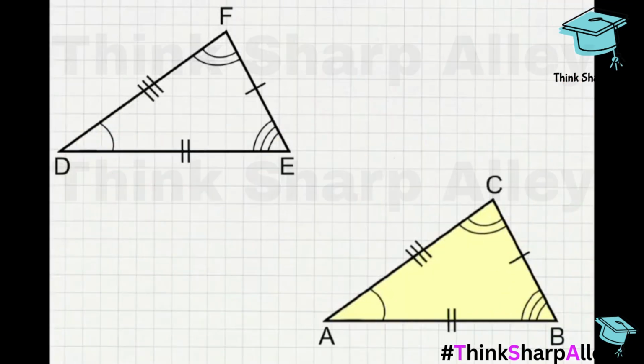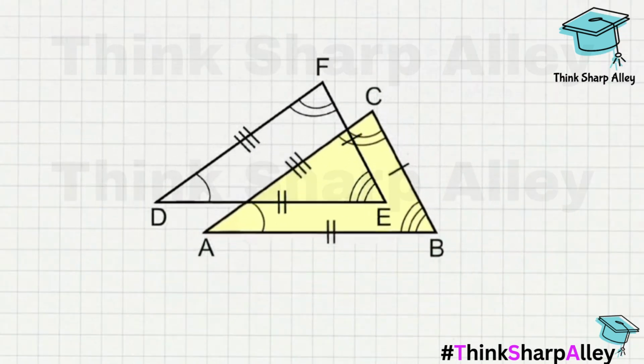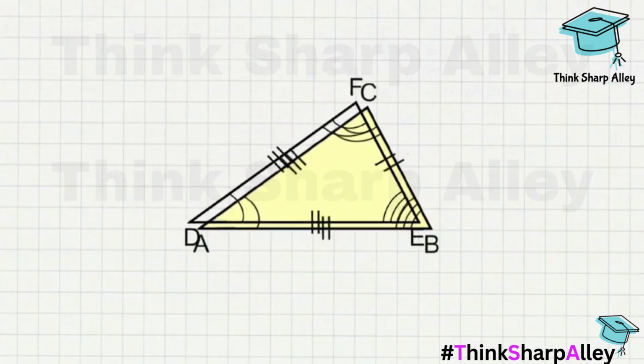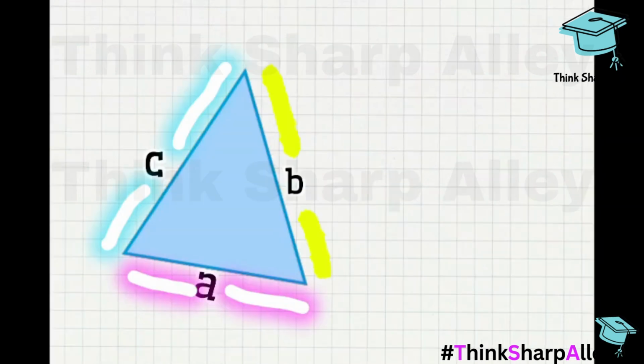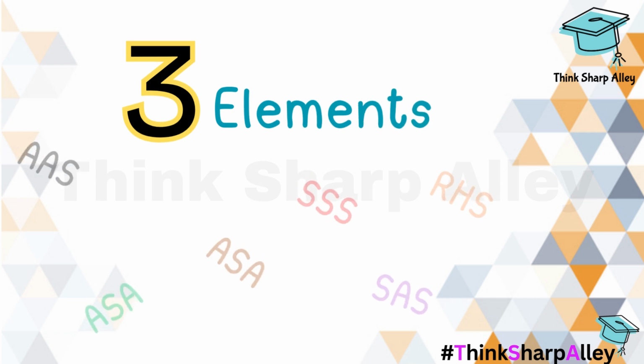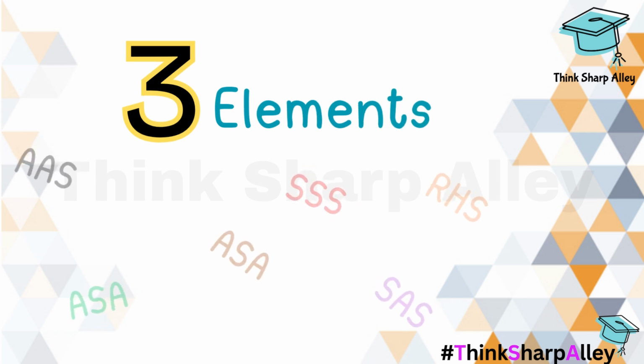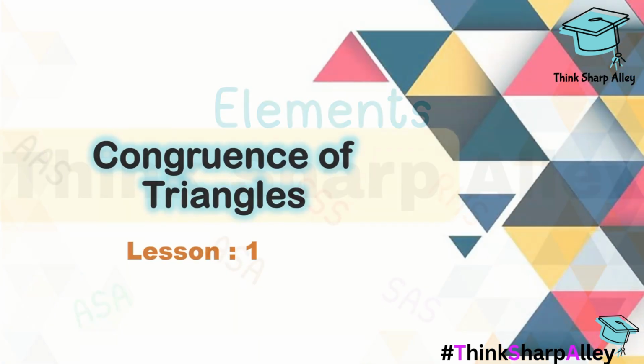Two triangles are said to be congruent when their corresponding sides and corresponding angles are exactly equal. That means if you place one triangle on the other, they will overlap perfectly. But we don't always need to check all 6 parts, which means 3 sides and 3 angles. With just 3 elements, we can prove congruency using the 5 rules that we are going to learn.